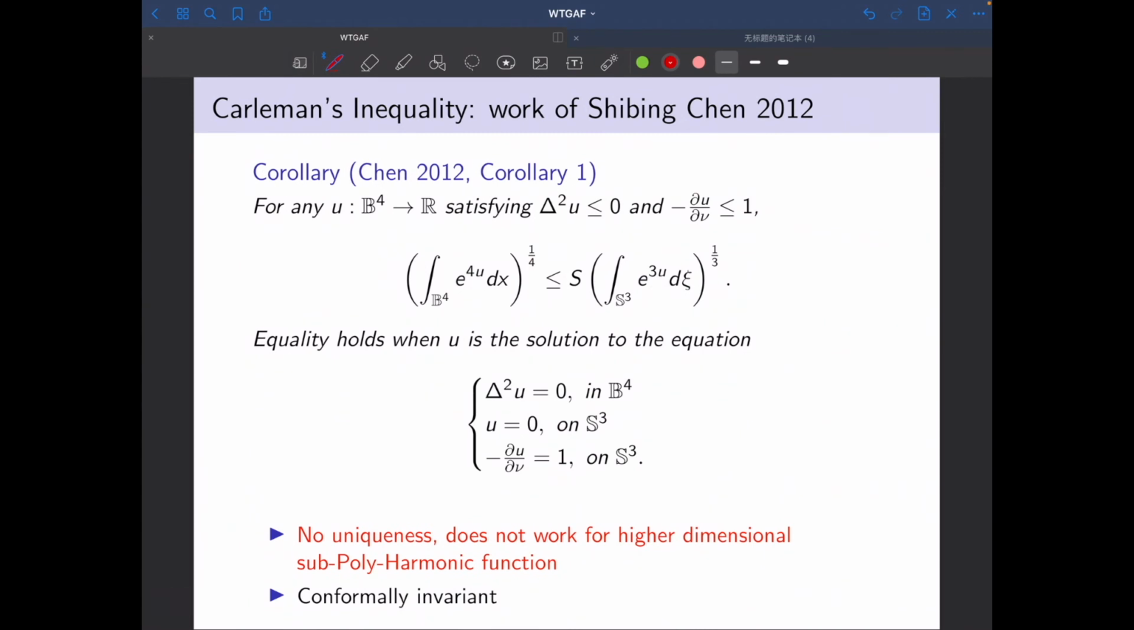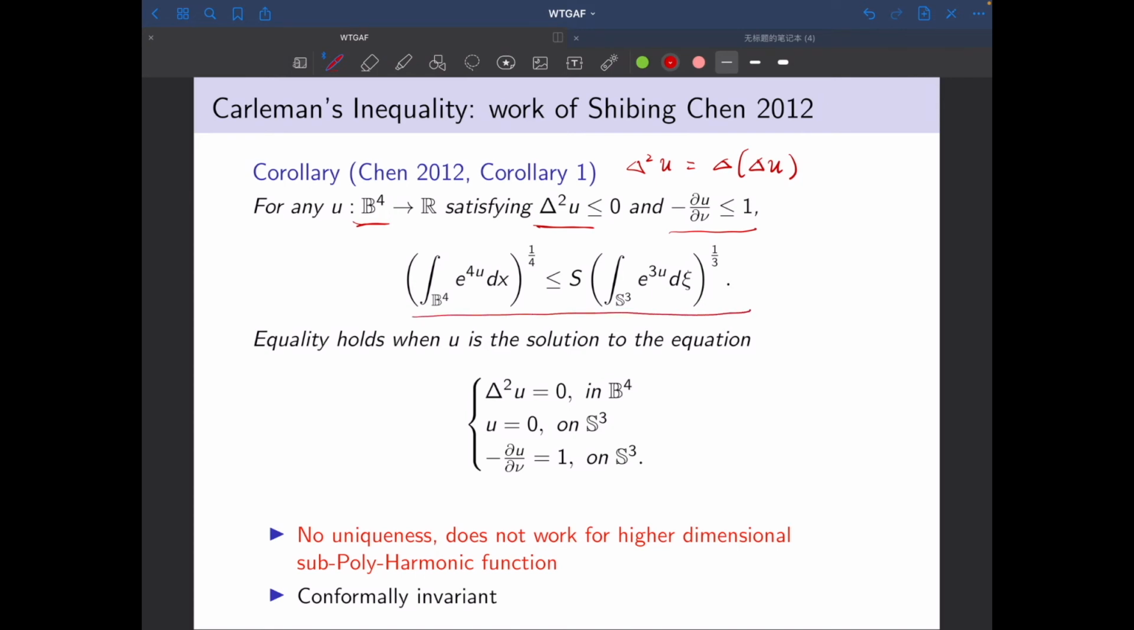Shibing Chen also offered another generalization of Carleman's inequality in the 4-dimensional unit ball, so that only works in B4, and it concerns functions such that Laplace square of u is less than or equal to 0. Here, Laplace square of u is the Euclidean Laplacian acting on u twice, and also negative of the normal derivative of the function is supposed to be less than or equal to 1.